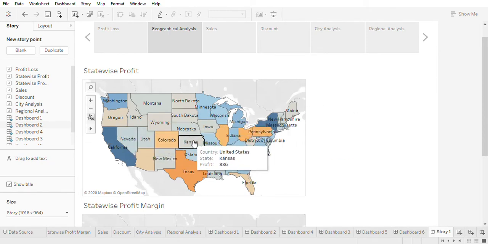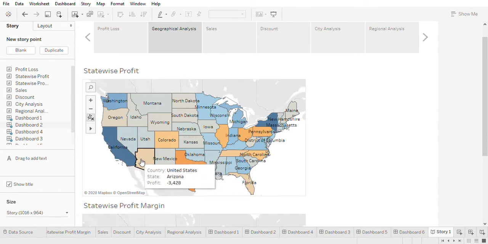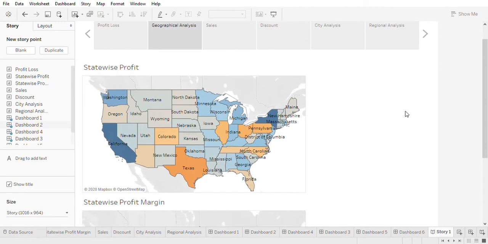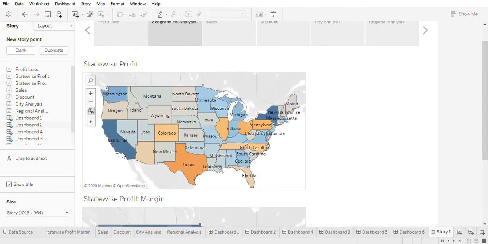So here we have the sum of the profit, and the darker the shade of blue means higher profit, and the darker the shade of orange means higher losses. We can see that California is performing very well, and even Massachusetts and New York are performing well, whereas Texas, Colorado, and Pennsylvania are not performing very well if we look at the sum of profits.